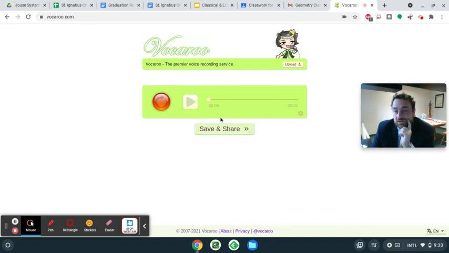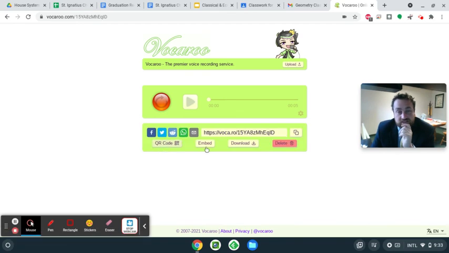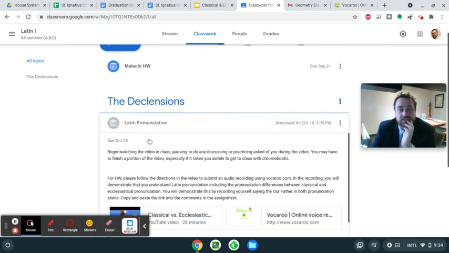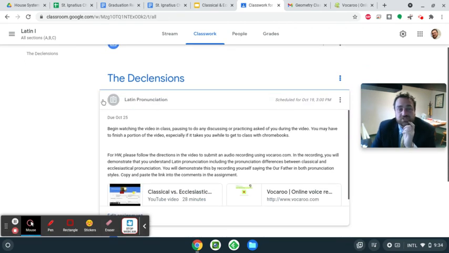Then if you do like what you recorded and that's what you're going to submit, click the save and share button. And then what you're going to provide to me is this link. You can copy the whole link to the clipboard by clicking that button right there. And where are you going to turn it in? You're going to turn it in on the assignment Latin pronunciation. So right now it's grayed out because at the time that I'm recording this, it's just a little bit early, and it's not out yet for you, but I have made it.